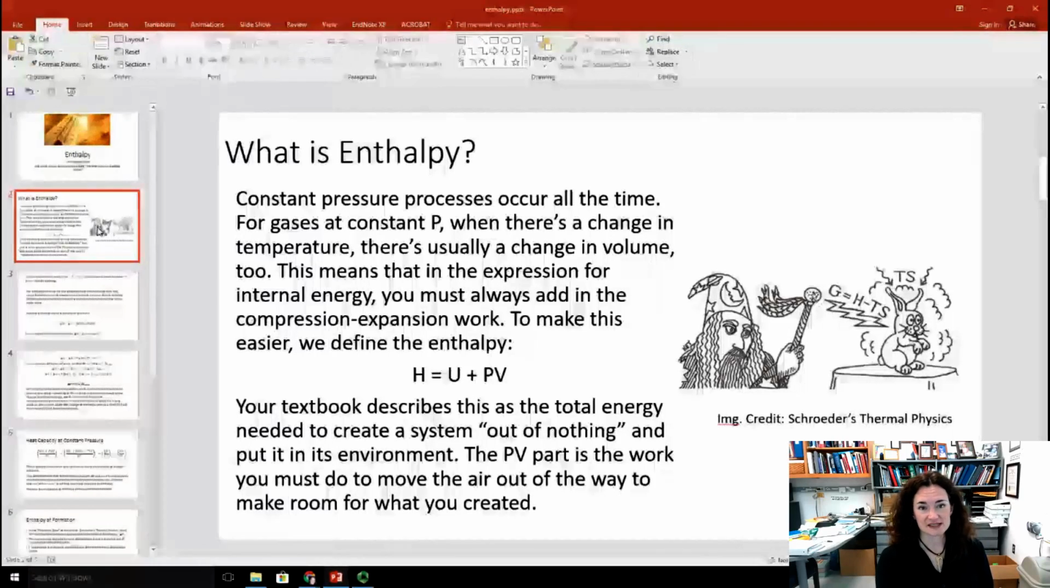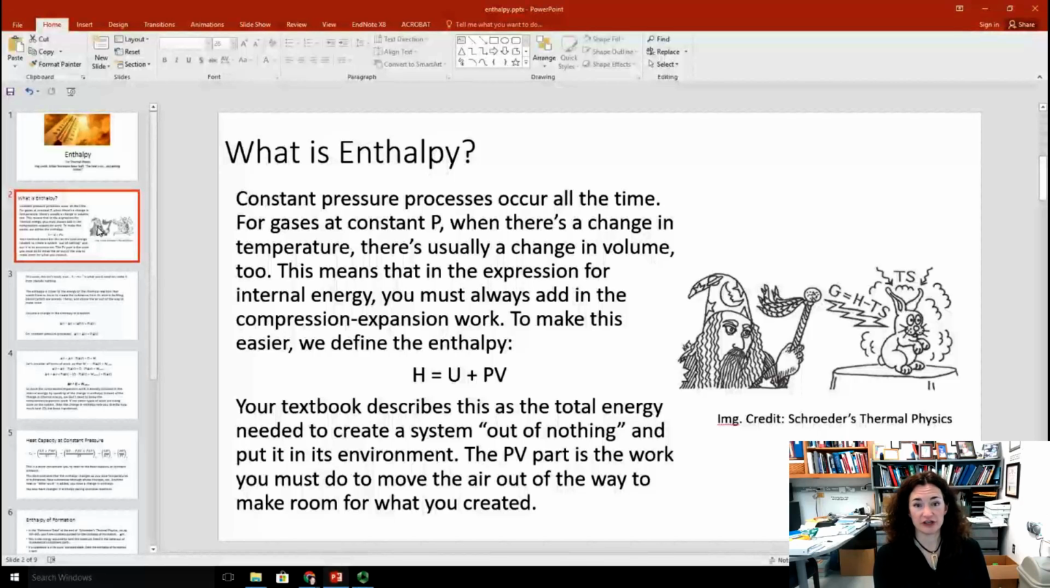So for gases at constant pressure, usually when there's a change in the temperature, that means there's a change in the volume too. And that means that in the expression for the internal energy, you always have to add in that compression and expansion work. So to make this a little easier on ourselves, we define the enthalpy. We use the symbol H to symbolize enthalpy. Most people assume that this is for heat, which we'll talk about in a few minutes.